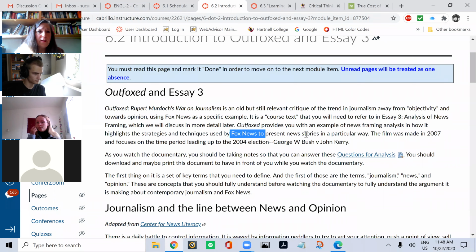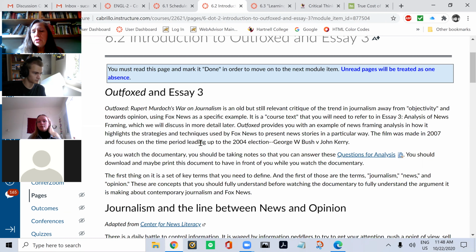Okay, they started it. And it has spread in something called the Fox effect to other news media, where opinion is taking over. Okay, and objective reporting is becoming less and less prevalent. And it's becoming harder and harder to tell the difference between those two things. So that's what this documentary is kind of about.